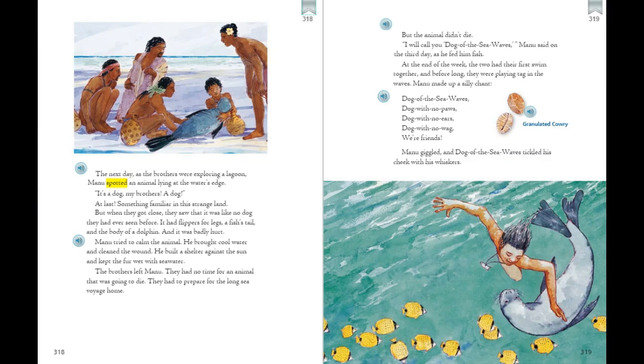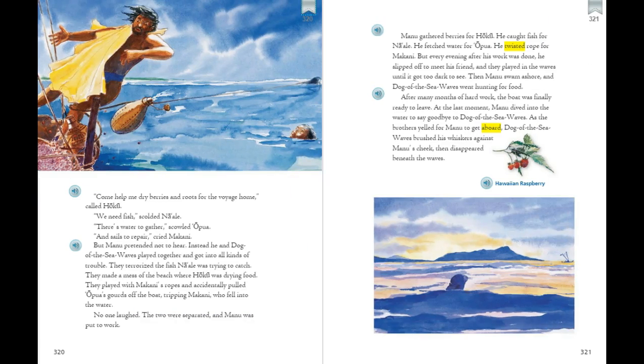Based on the text, illustration, and your own experience, what type of animal do the brothers find near the lagoon? And what clues in the text point to the seal's characteristics? Based on what we just read, what else do you learn about Manu's character? Why does Manu name the seal Dog of the Sea Waves? What clues in the text support the idea that Manu is no longer homesick?